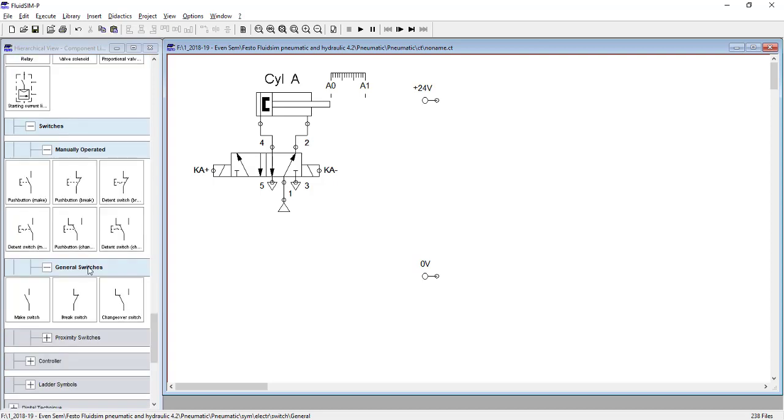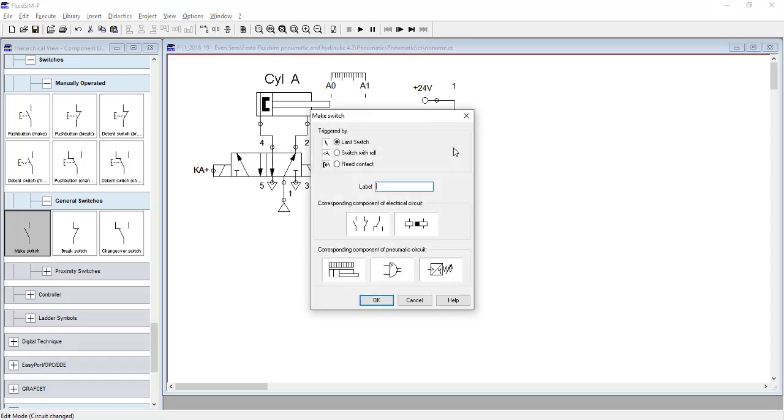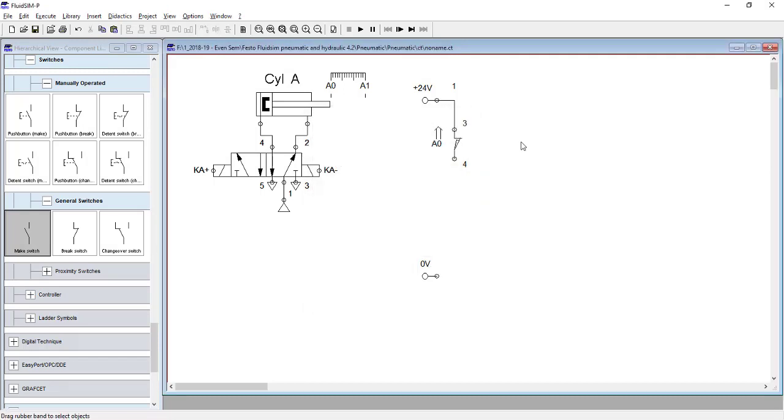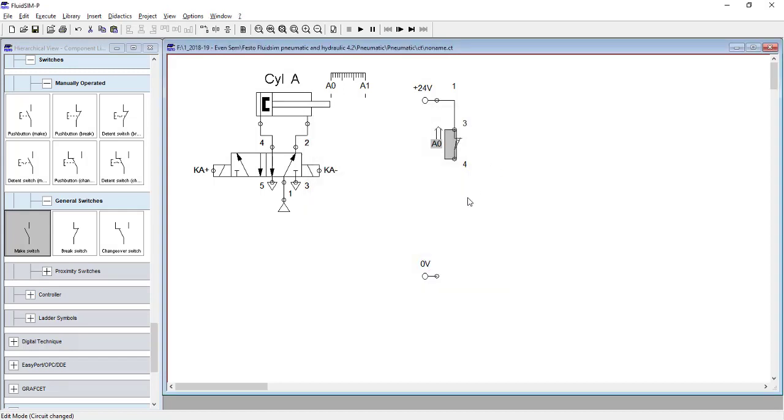So we will take a switch, and we will connect it like this. We will call this A0. This is your proximity sensor switch. Whenever the proximity sensor is sensed, it is on. Currently it is in the on condition, because the piston is at A0. If I call this A1, it is in the off position. But because the piston is currently at the A0 position, A0 is on.